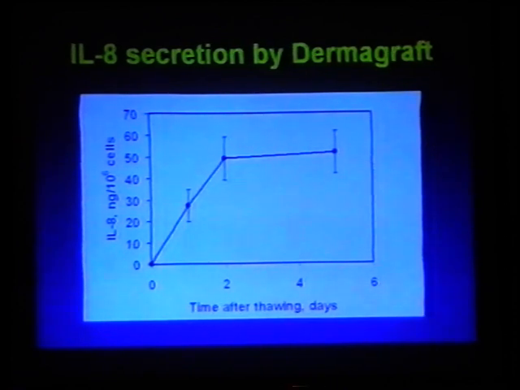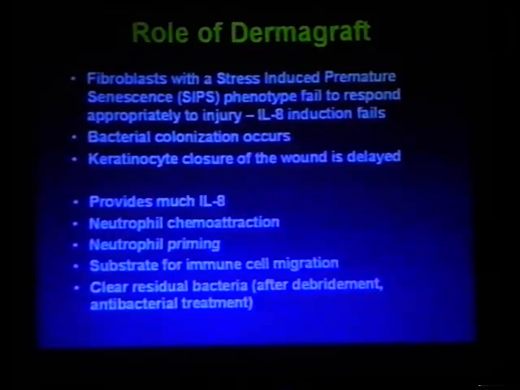There's a great deal of this chemokine produced, which will bring in the neutrophils, activate the neutrophils, and provide an antibacterial activity, which will clear residual bacteria. So the thought here is it's probably a high efficiency rather than a high capacity system. So you need to debride to get rid of bacteria and use antibacterial treatments to get it down as low as you can. And then this system is good for cleaning out the last few bacteria and allowing keratinocyte migration.